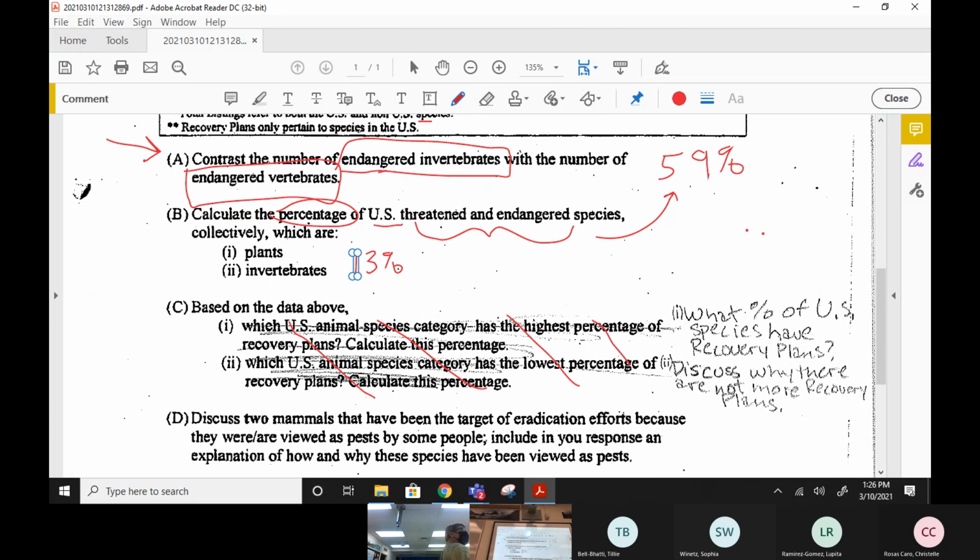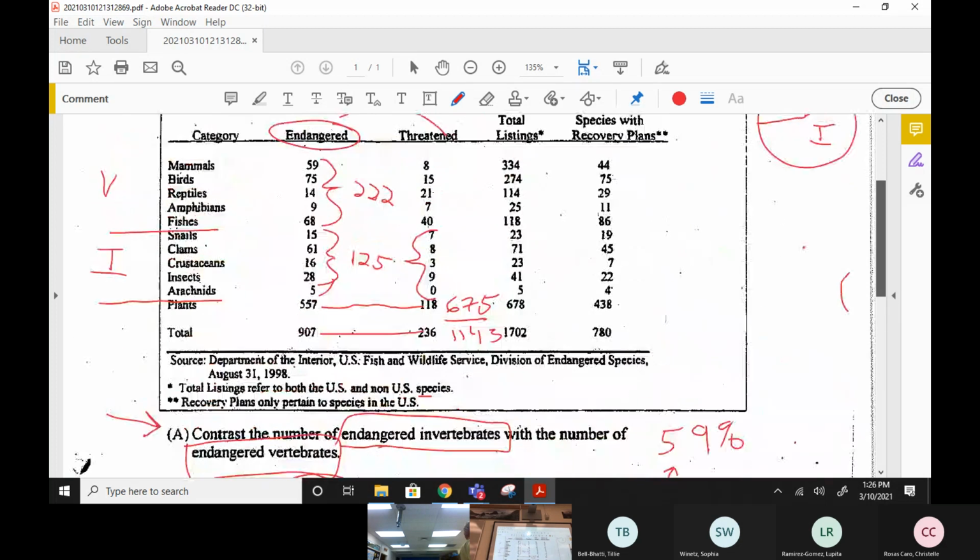What percent of U.S. species have recovery plans? So part of the Endangered Species Act is first you identify which creatures' populations are threatened, and then you follow up by designing a plan to bring them back to make sure they don't go extinct. So what percent of U.S. species, right, have recovery plans? We look up here.